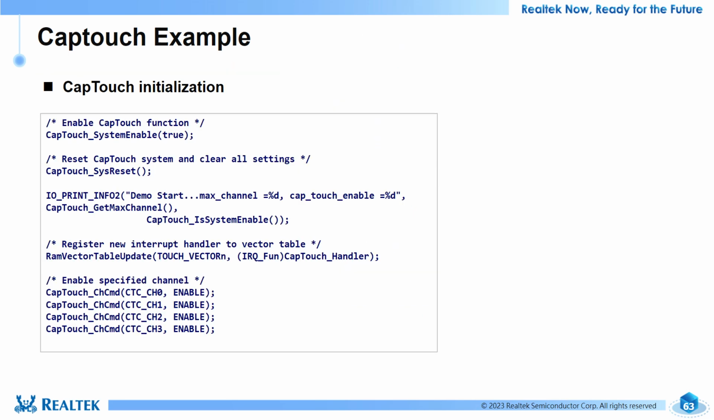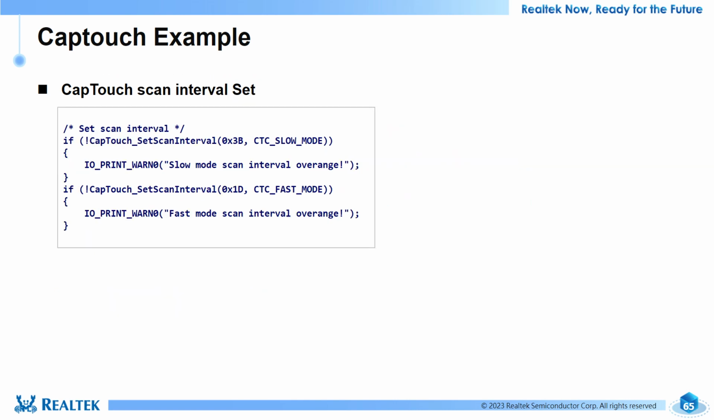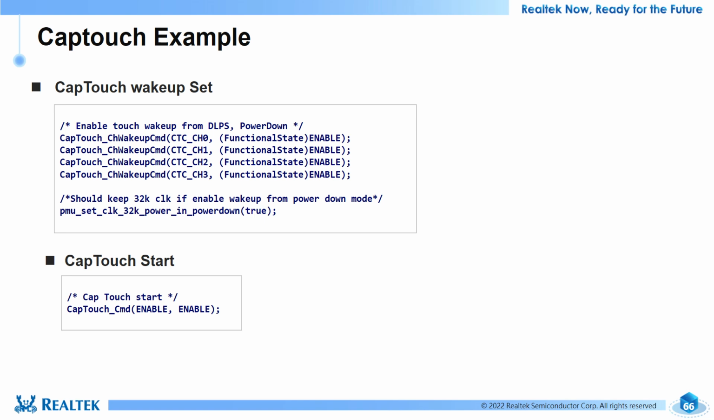The following is an example of the initialization flow of CapTouch. First, call CapTouch system enable to enable CapTouch function. And call CapTouch size reset to reset CapTouch system and clear all settings. Then call CapTouch CHCMD to enable specified channel. Call CapTouch CHIntConfig and CapTouch noiseIntConfig to enable CapTouch interrupts. Call CapTouch set scan interval to set scan interval. Call CapTouch CMD to start CapTouch.